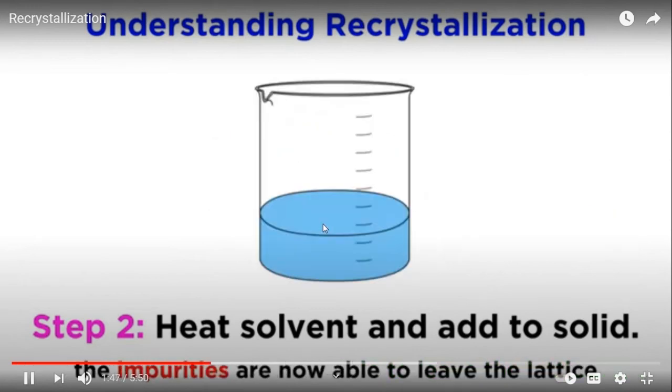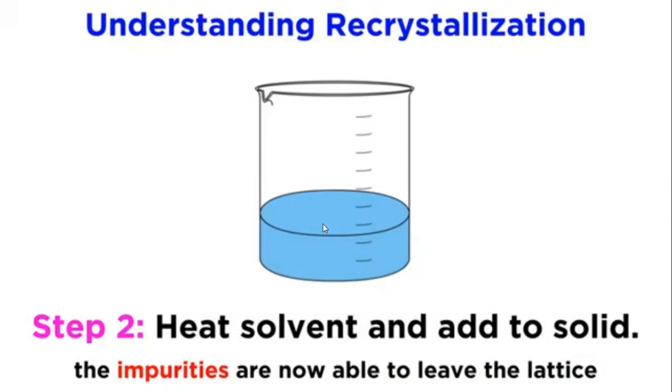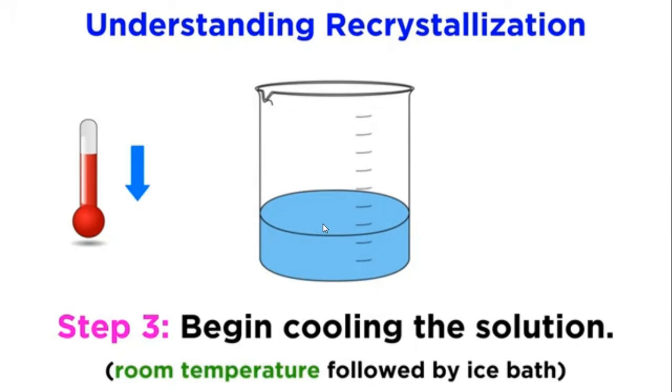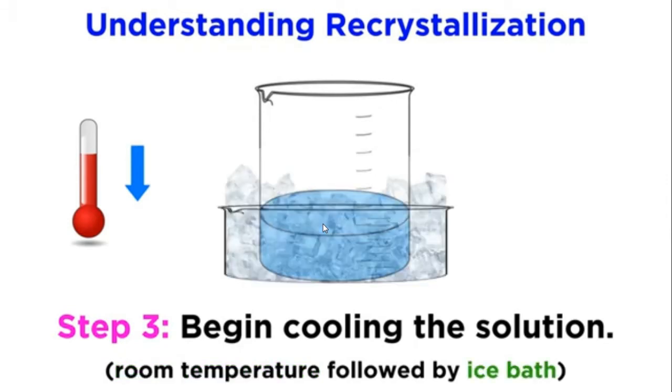At this point, the impurities which were locked in the lattice are liberated and can now float around in solution. Once dissolution is complete, we can then begin the cooling process. This will be done by first removing any heat source and allowing the beaker to come down to room temperature. Then the beaker can be placed in an ice bath, whereby the cooler surroundings will draw heat away from the contents of the beaker.